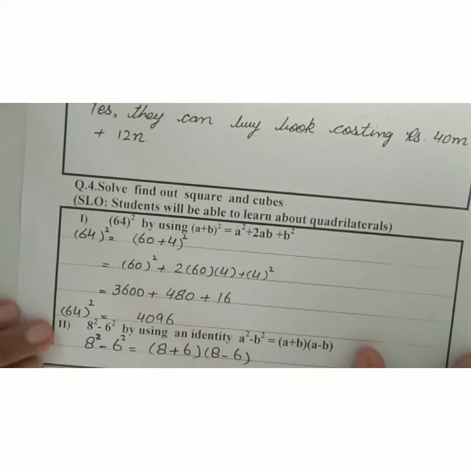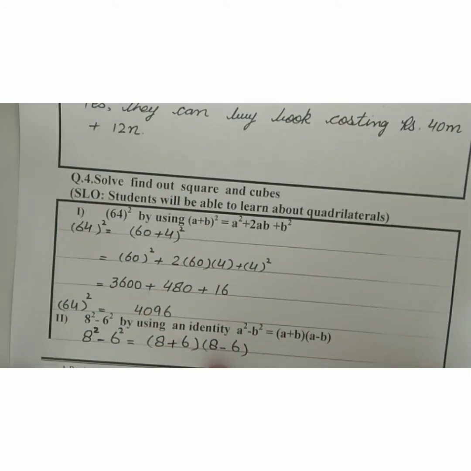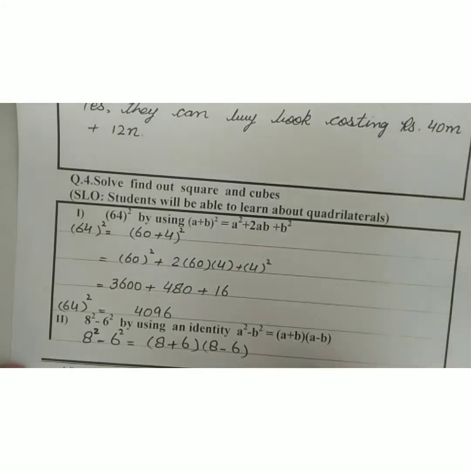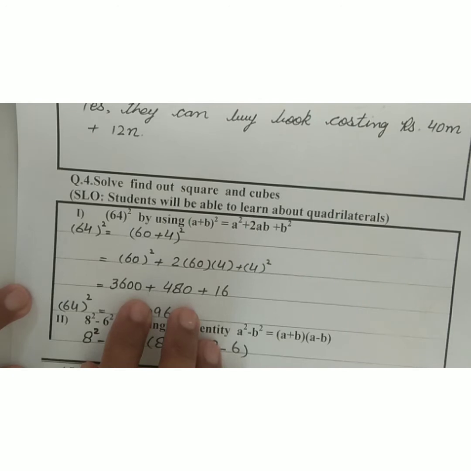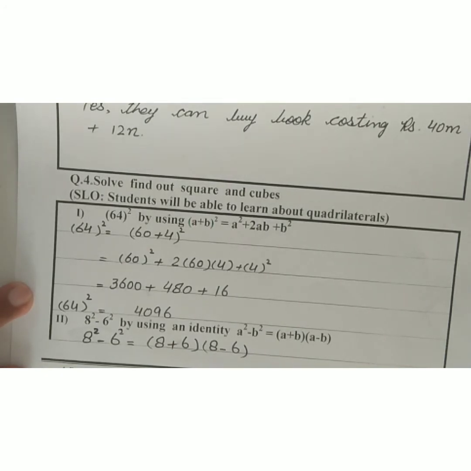Next students, we have to find squares and cubes. Here some questions are given. We have to find their square and cubes. Students, square means if a number is multiplied by itself, it's called square. For example, 2 multiplied by 2 gives 4, that is square. And in cubes, we have to multiply a number 3 times. For example, 2 multiplied by 2 multiplied by 2, it's called the cube of 2.